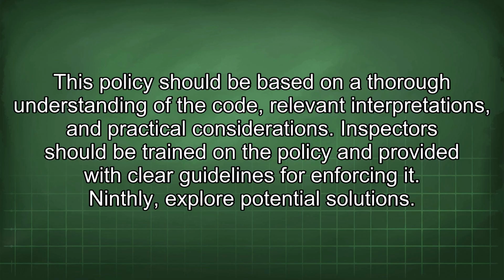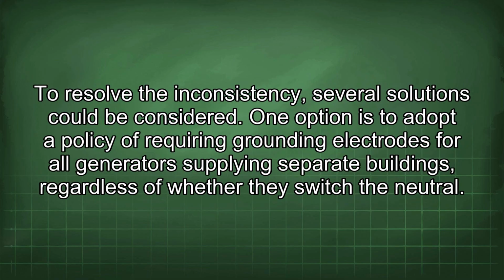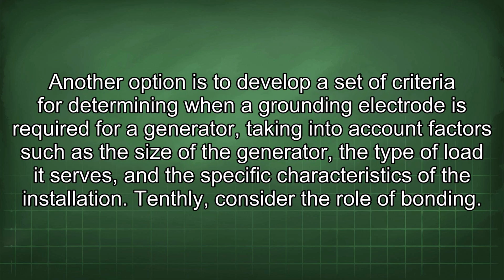Ninthly, explore potential solutions. To resolve the inconsistency, several solutions could be considered. One option is to adopt a policy of requiring grounding electrodes for all generators supplying separate buildings, regardless of whether they switch the neutral. Another option is to develop a set of criteria for determining when a grounding electrode is required for a generator, taking into account factors such as the size of the generator, the type of load it serves, and the specific characteristics of the installation.